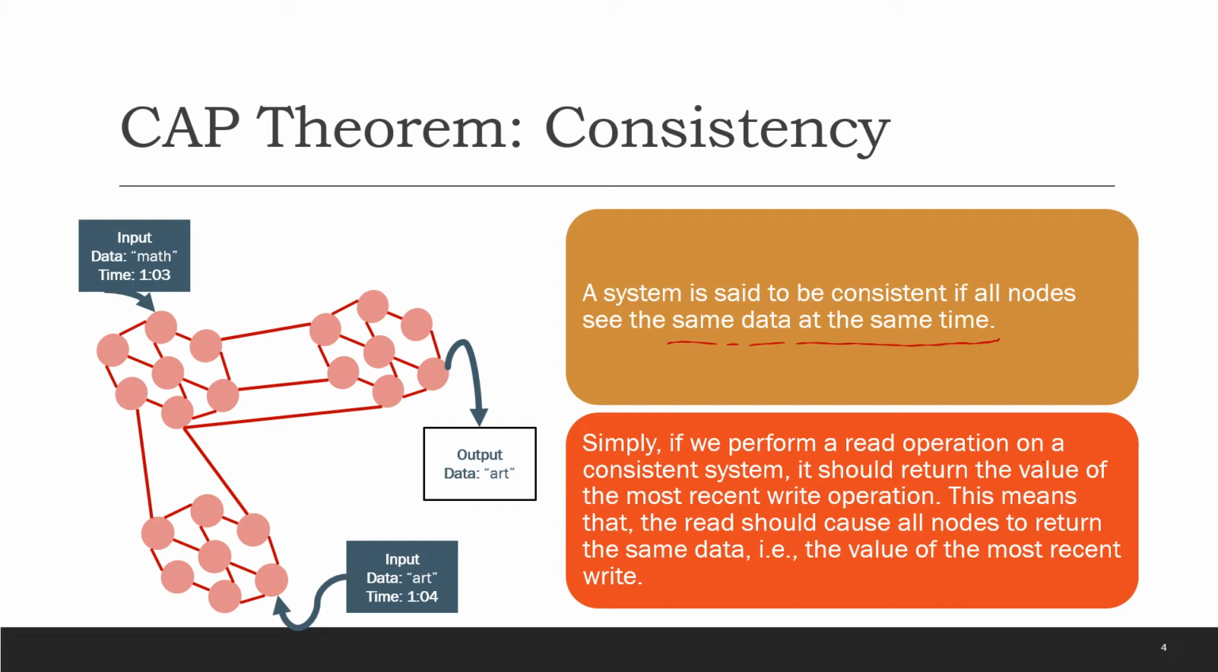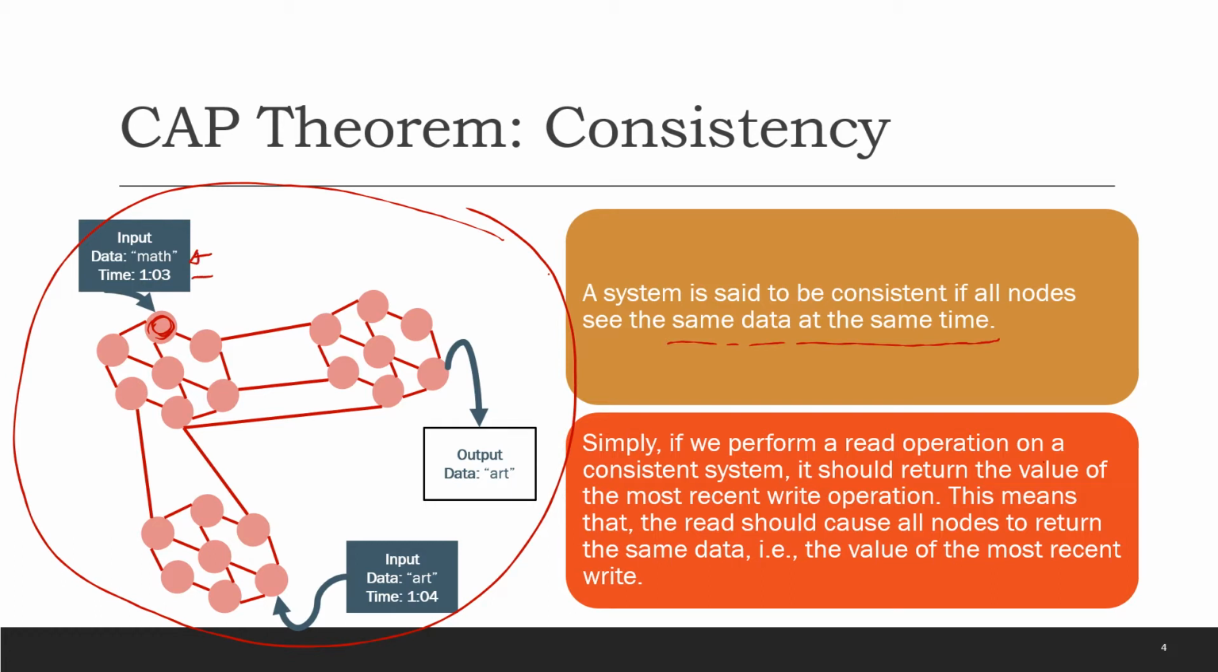So let's look at this distributed data example. The pink node here refers to a node within the distributed system. First, we have an input with the data value math at the time 103. And later, we have another update at another node in the network, which updates the data with the value art at the time 104.